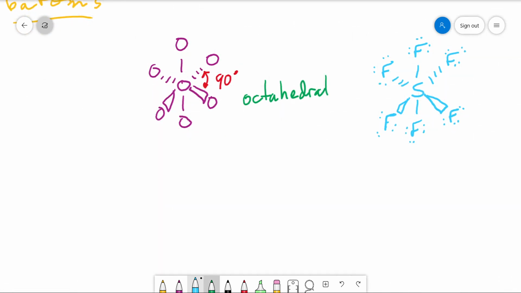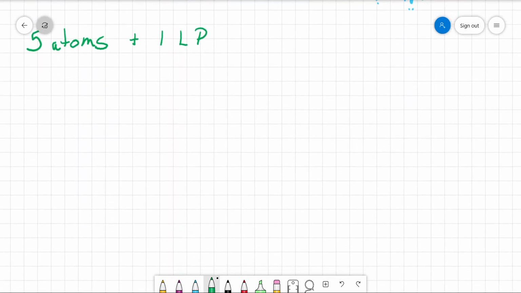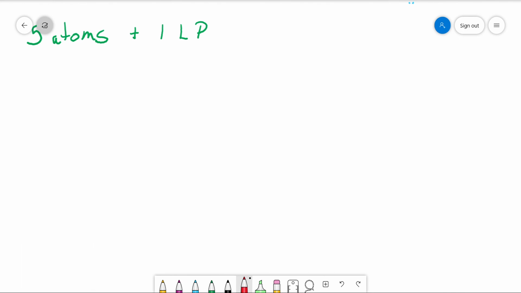we're going to move on, and we're going to talk about 5 atoms, 1 lone pair. Here it doesn't matter where we put that lone pair. So let's just go ahead and do that. You can put it literally anywhere. I just picked that spot. That was kind of sloppy.